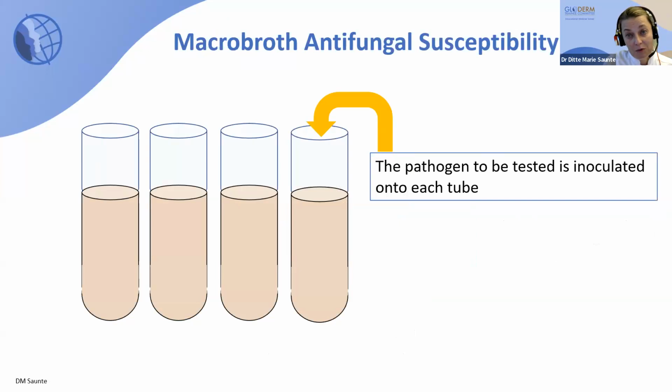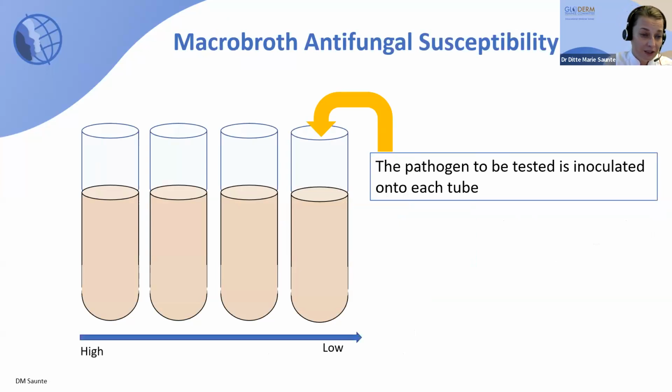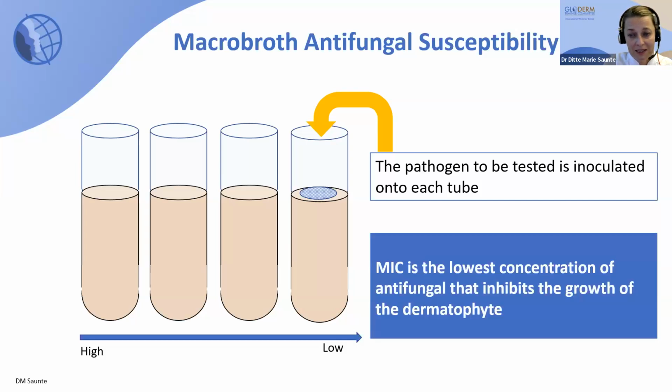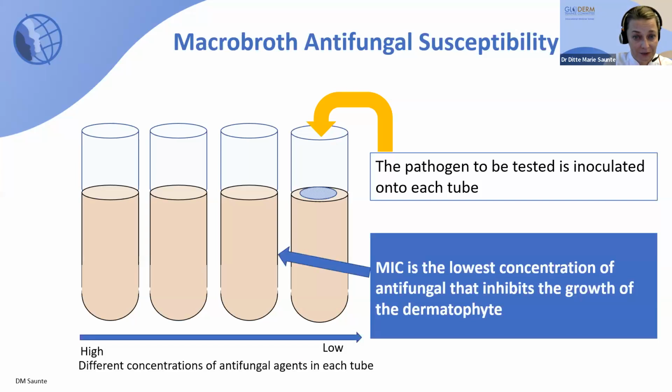Another test is the macrobroth antifungal susceptibility testing. Again, we have the pathogen to be tested inoculated in each tube, and we have different concentrations of antifungals in the tubes, with a high concentration to the left, lower to the right. And then we see the growth of the fungi here on the top of the lowest one. And then the MIC is the lowest concentration that inhibits the growth of the dermatophytes here.